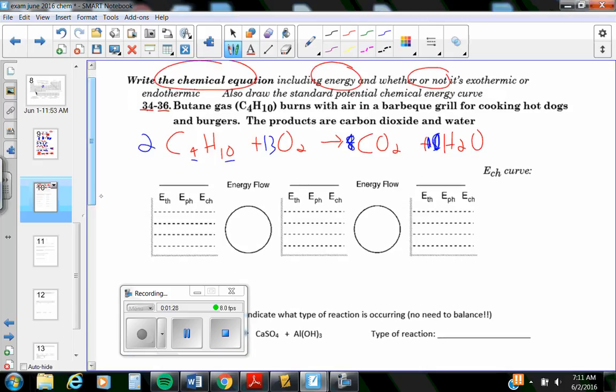Okay. When we burn something, energy comes out. We don't have to put the energy in. It's chock full of energy, and energy comes out. It exits. It goes into the room. Therefore, it is exothermic.